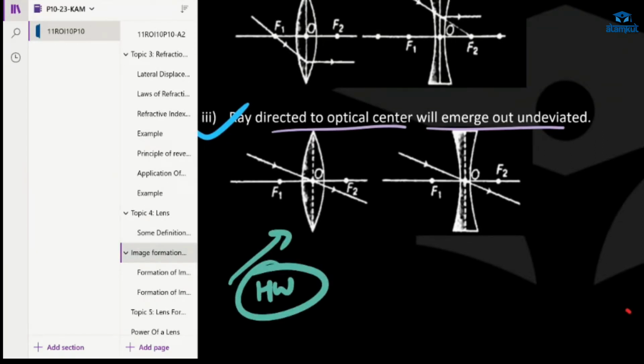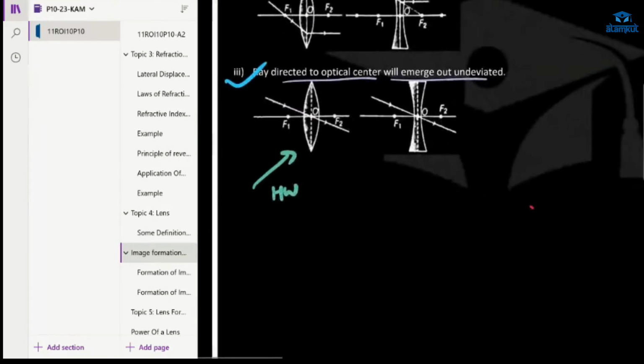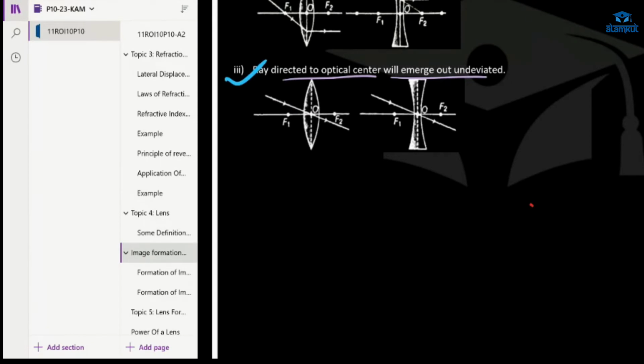Why is it emerging out, ma'am? Because the incident ray is acting as a normal, right? Yes, this is what I'm asking. Yes, correct. Okay, fine. Sophia, why is this incident light that is directed towards the optical center emerging out undeviated? You got it? Why is it emerging out undeviated?